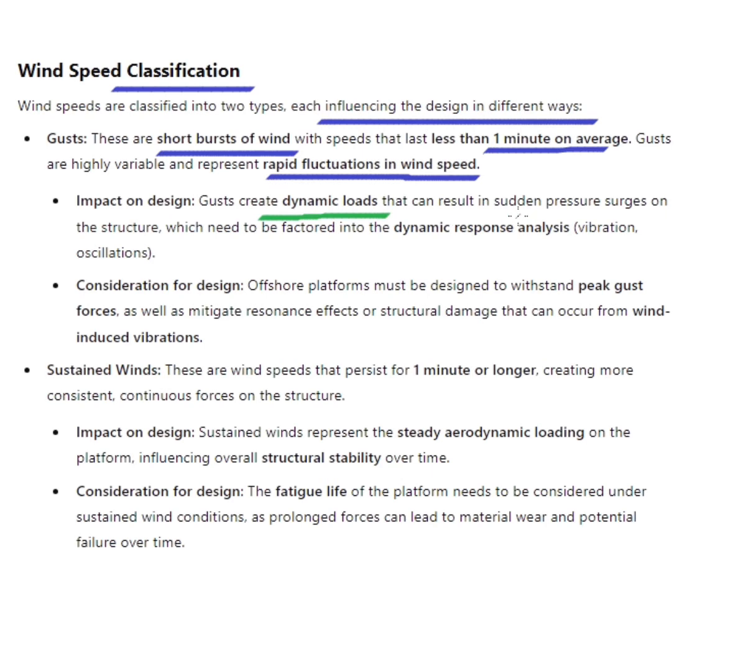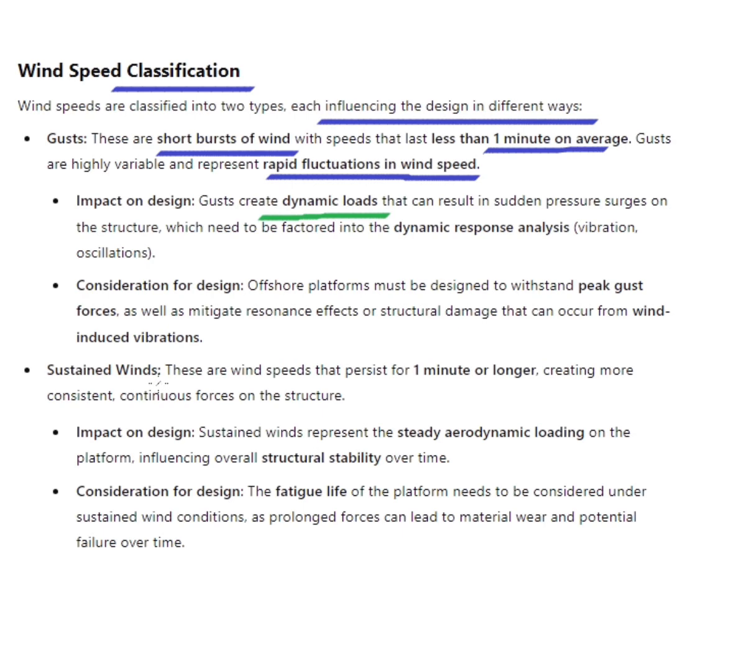Gusts create dynamic loads that can result in sudden pressure surges on the structure. Actually, these need to be factored into the dynamic response analysis, for example vibration or oscillations. Then the consideration for design means our offshore platforms must be designed to withstand the peak gust forces, as well as mitigate resonant effects or structural damage that can occur from wind-induced vibrations, like the vortex-induced vibration we have seen previously.